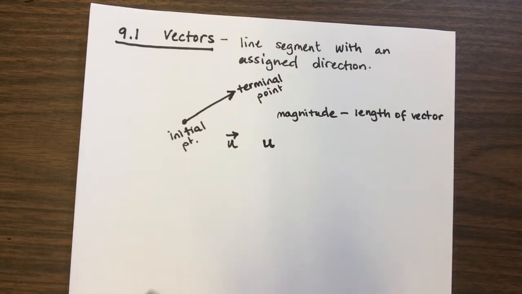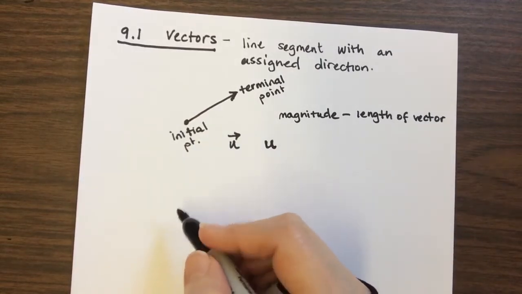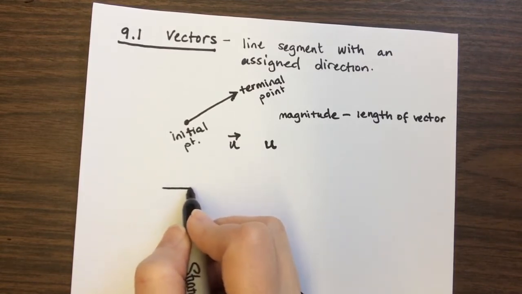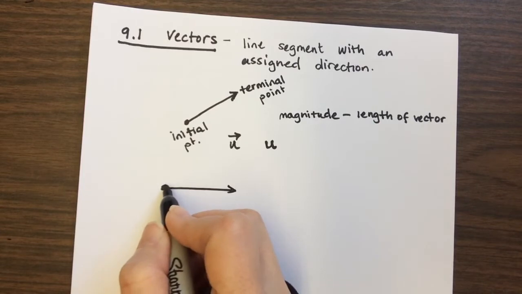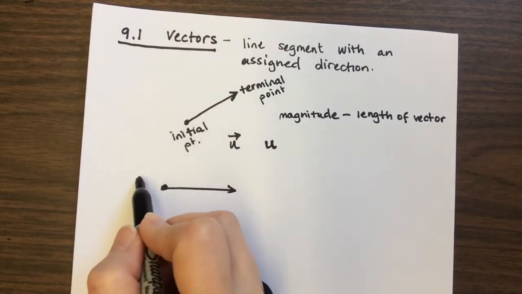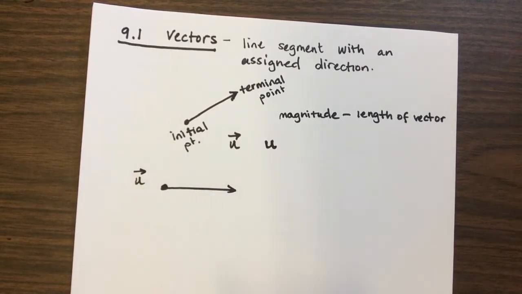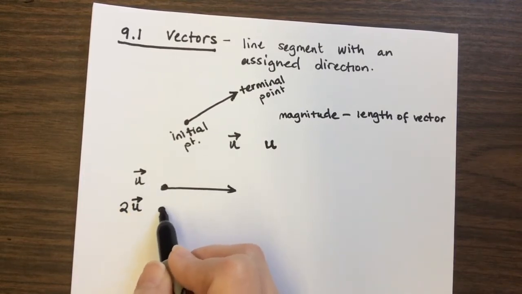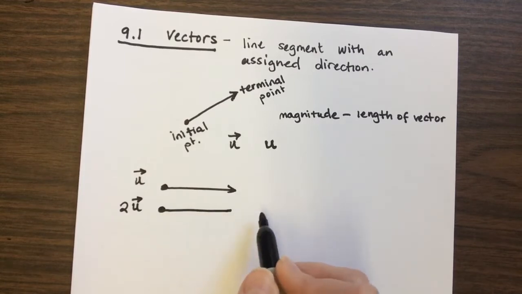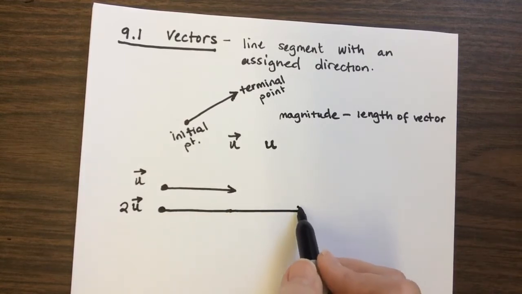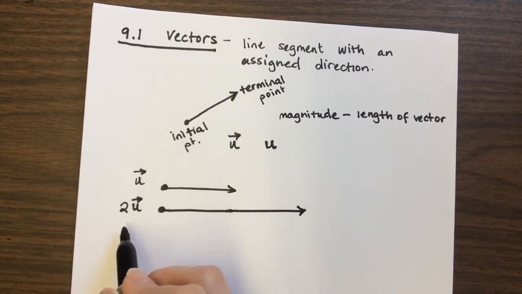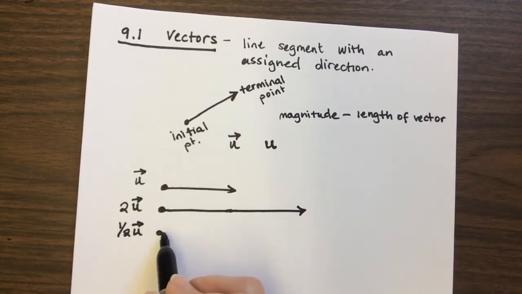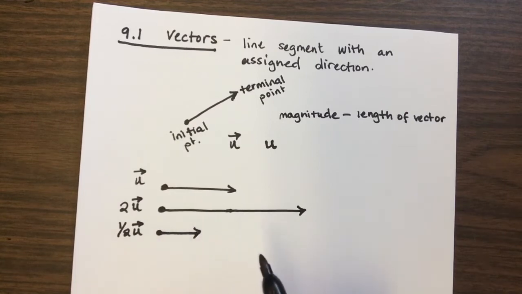So I gave you some vector, let's call this vector u again, and let's just make it look like that. Alright, so here's my vector u. Alright, what would 2u look like? Well, 2u would just be twice that. Alright, what would 1/2 u look like? Well, that would just literally be half.